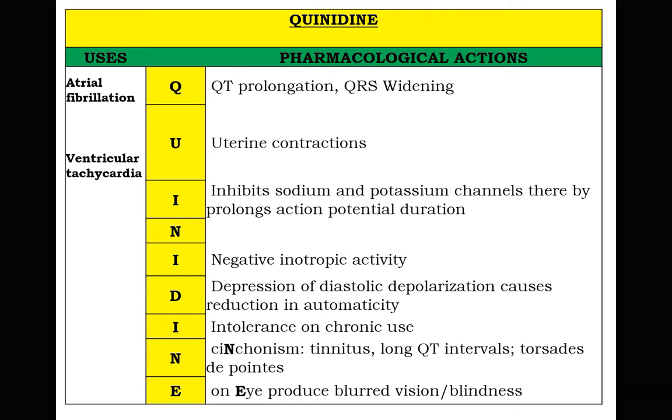Then a serious side effect with chronic usage of quinidine is cinchonism, characterized by tinnitus, long QT intervals, and torsades de pointes. Torsades de pointes is nothing but twisting of points. On the eye, it produces blurred vision or blindness at toxic levels. Quinidine is used therapeutically in the treatment of atrial fibrillation and ventricular tachycardia.